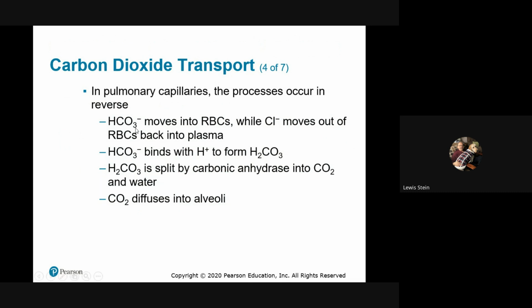The bicarbonate moves into the red blood cells while the chloride moves out. The bicarbonate binds with the protons to form carbonic acid, and it's split back by the carbonic anhydrase, and the CO2 can then diffuse into the alveoli. So that's the beauty of that particular system. The chloride really plays a very interesting role, because we look for irregularities in chloride concentration in mucus in the lung and in the digestive tract. That's the hallmark of cystic fibrosis, the genetically based disease, cystic fibrosis.